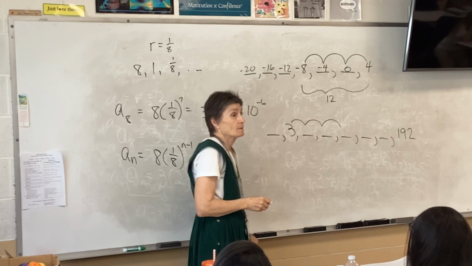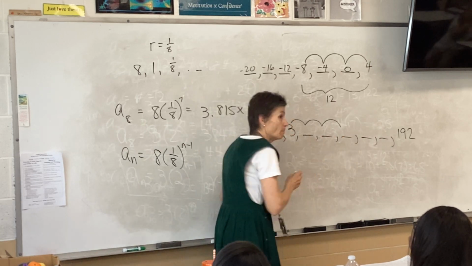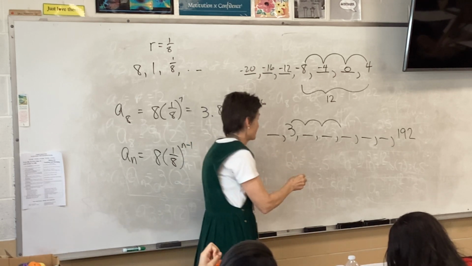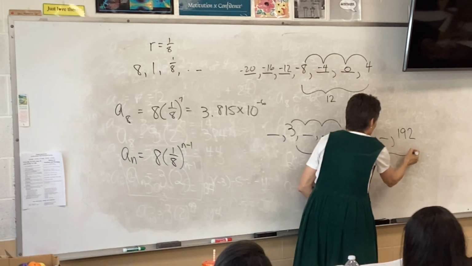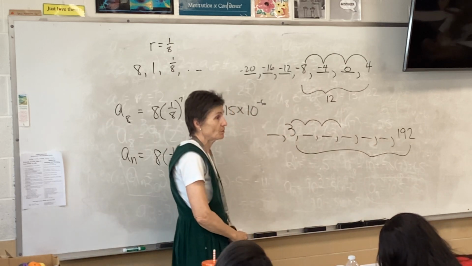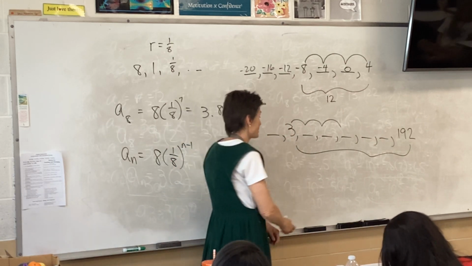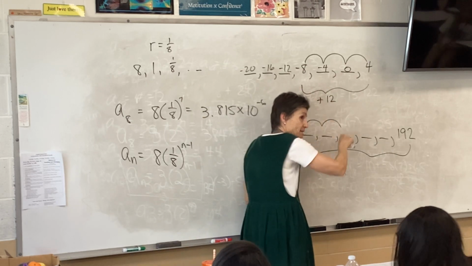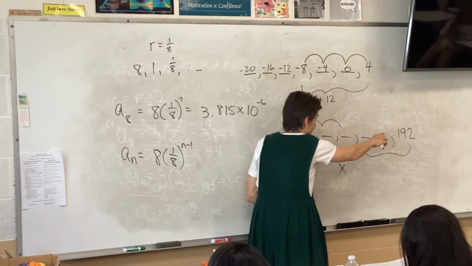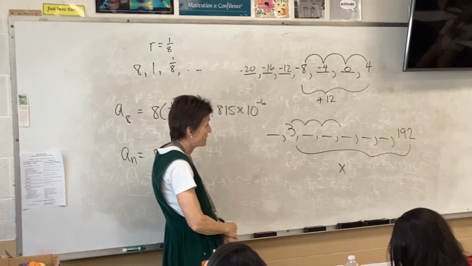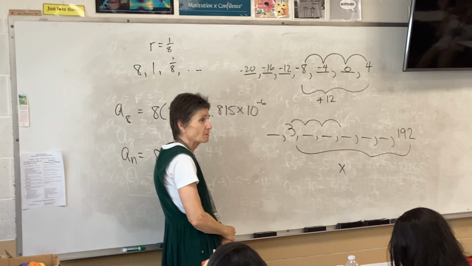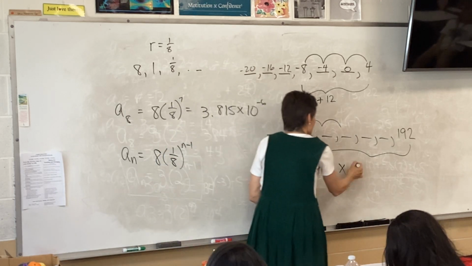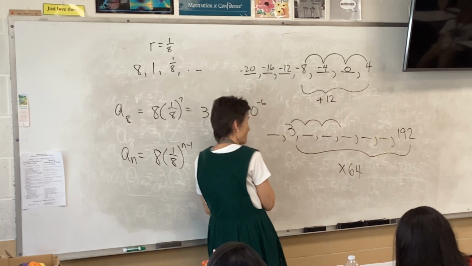To get from here to here, I'm going to multiply 6 times by the same number. And I have to get from 3 to 192. So what is the total of the multiplication? Like here, the total was adding 12. What's the total that I'm multiplying by to get from 3 to 192? Yeah, which is 64.